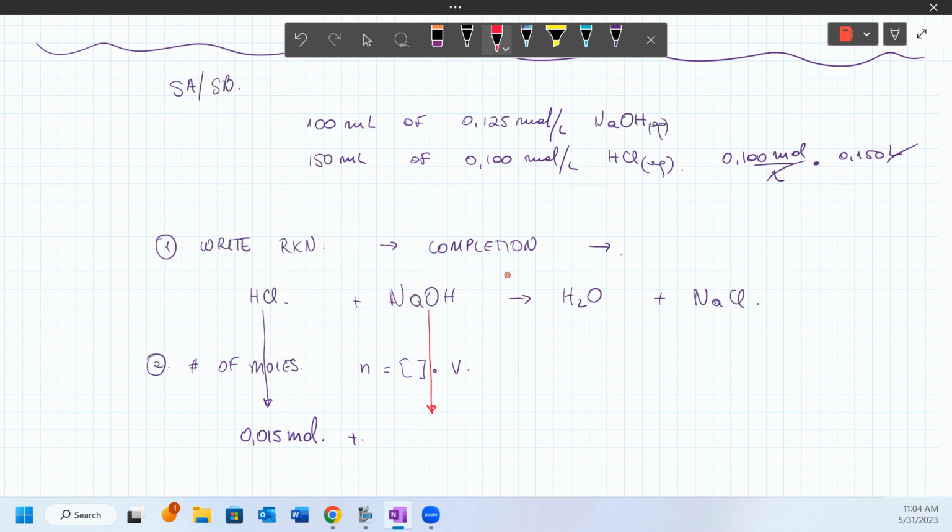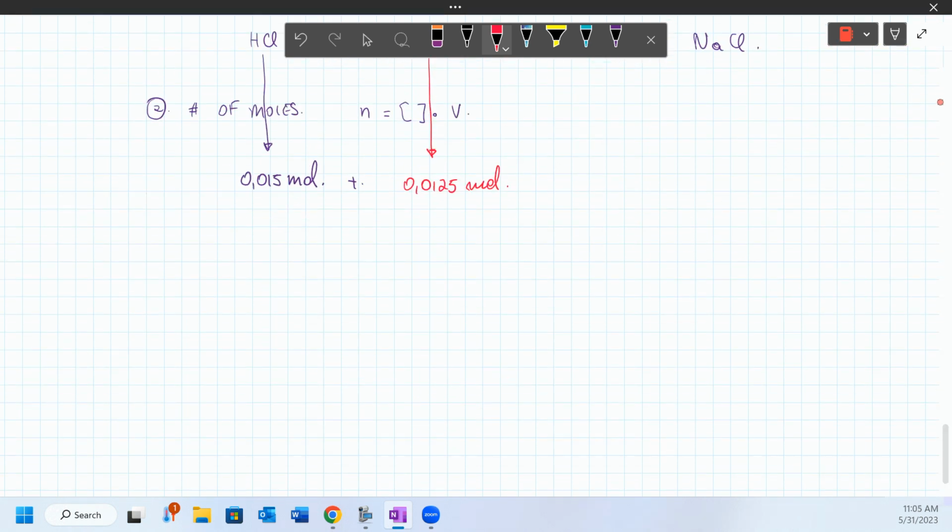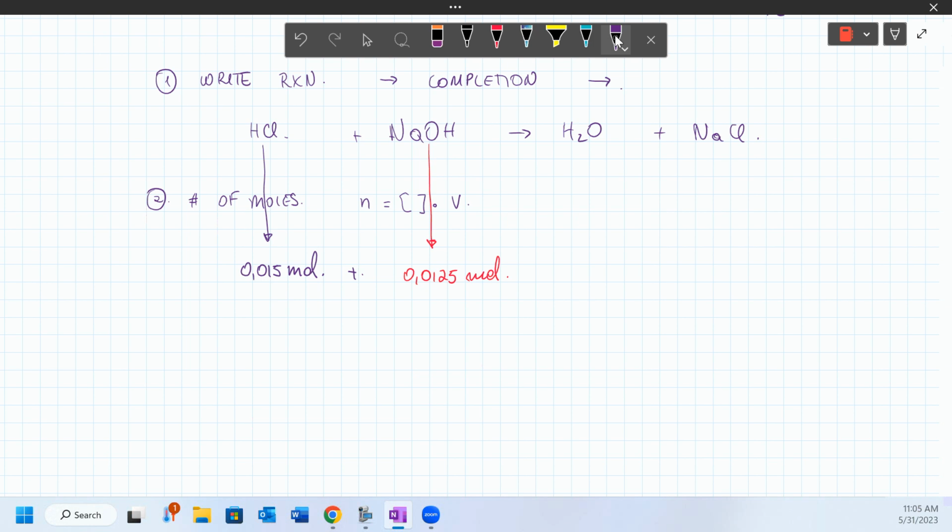So to find the number of moles of hydroxide, we'll go 0.125 moles per liter times 0.100 liters. So liters and liters cancel out, and then we will have 0.0125 moles of sodium hydroxide. Okay.